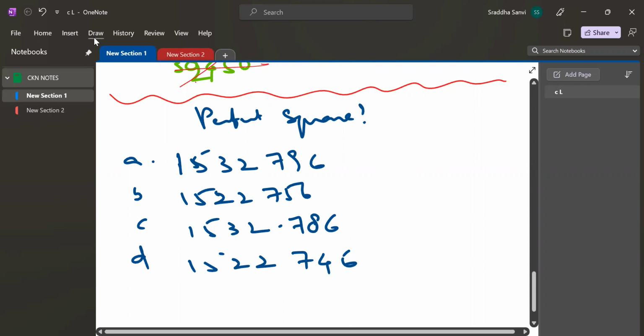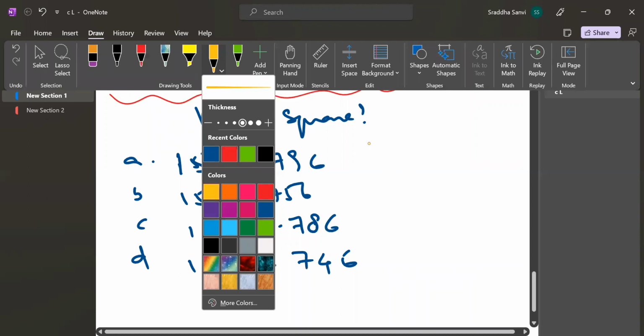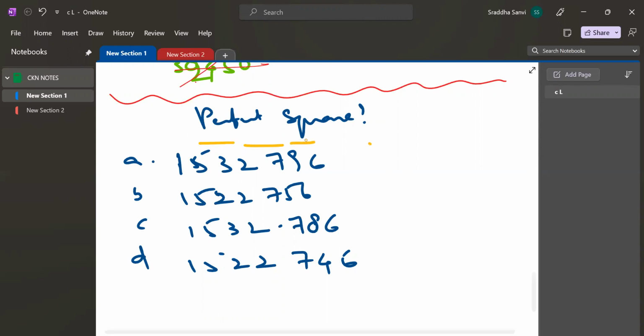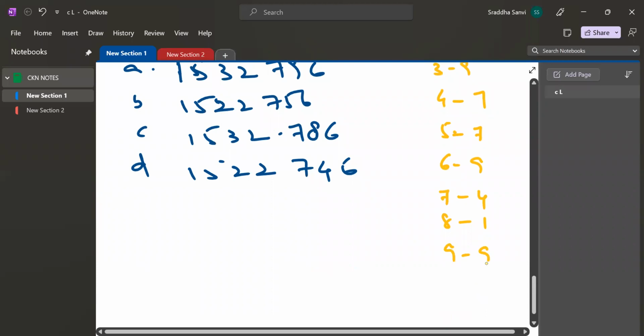If you can recollect, in our childhood, we solved these problems, how to find perfect squares, right? We used to separate two digits from the ending, and then solve the problem. It's a very complicated procedure. I don't have that much time, so I look at the other way. 1 squared is 1, 2 squared is 4, 3 squared is 9, 4 squared is 16, so 7, 5 squared is 25, so 7, 6 squared is 36, so 9, 7 squared is 49, so 4, 8 squared is 64, so 1, 9 squared is 81, so 9.